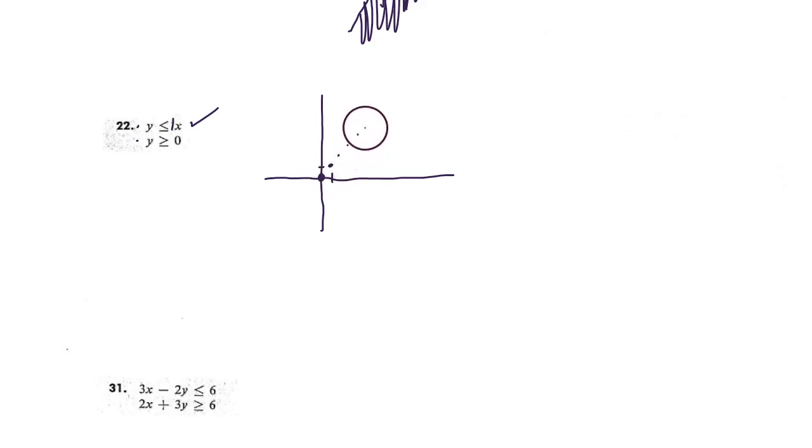Number 22 is a system because there are two statements put together. So we're going to get two boundary lines when we do this. Let's do this first one. This is like having y equals 1x plus 0. So the y-intercept is 0, and the slope is up 1 over 1, up 1 over 1, and so on. This diagonal pattern of dots.